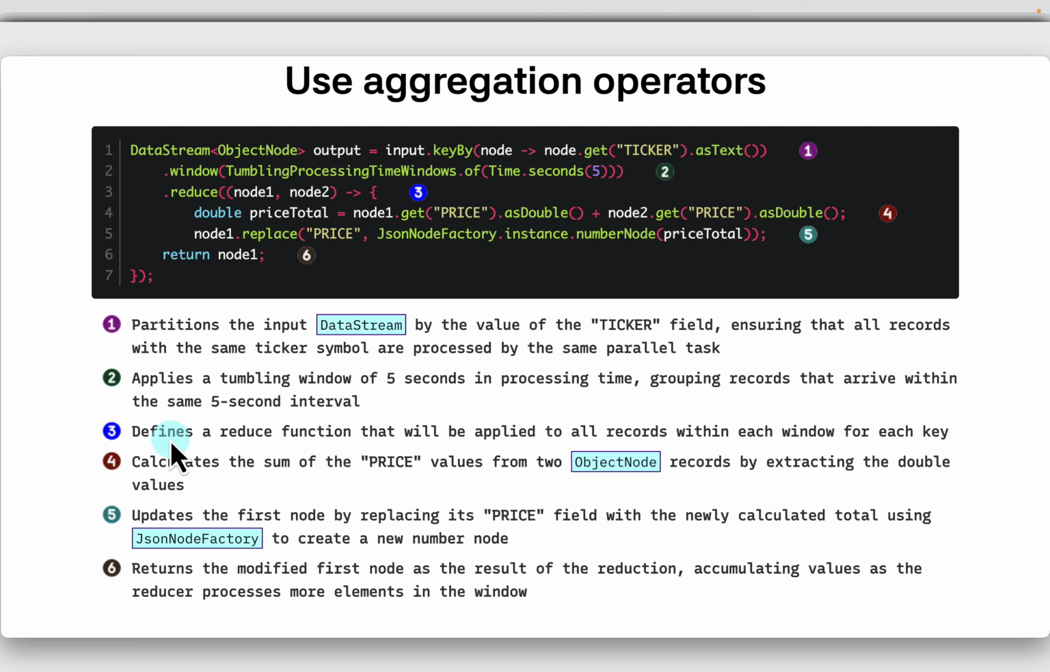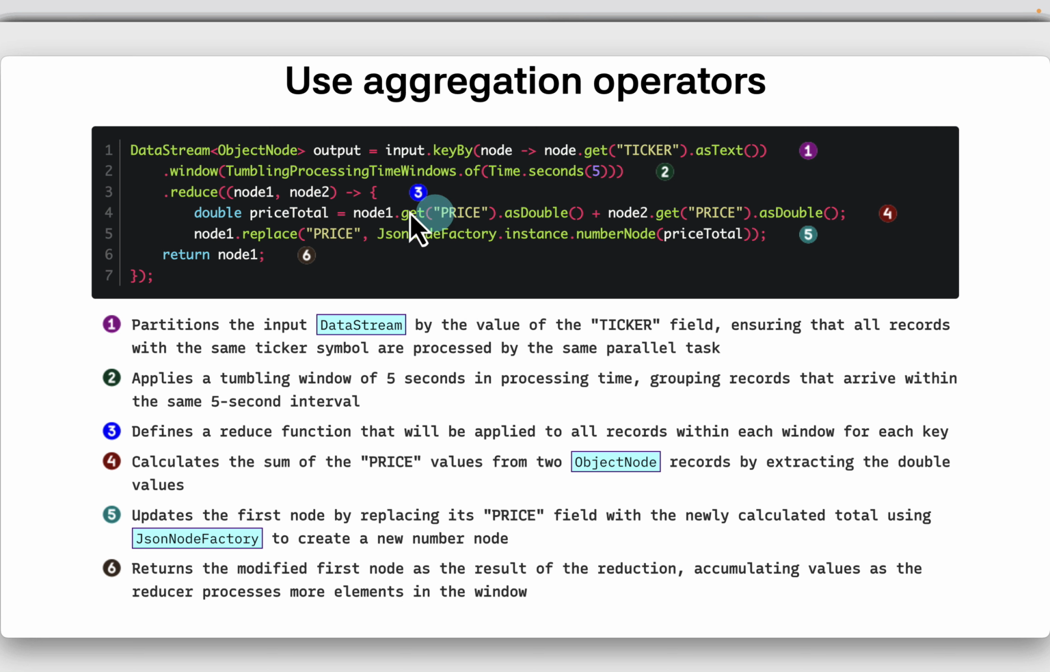Third, we define a reduce function that will be applied to all records within each window for each key. And in this particular line, fourth, this calculates the sum of the price values from two ObjectNode records by extracting the double values. And this particular fifth step updates the first node by replacing its price field with the newly calculated total, using JsonNodeFactory to create a new number node. So basically it is reducing and adding the sum. It will take the current value and the next record value, and just keep adding and summing them.